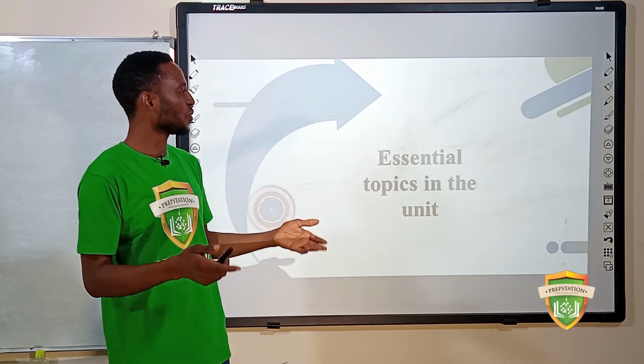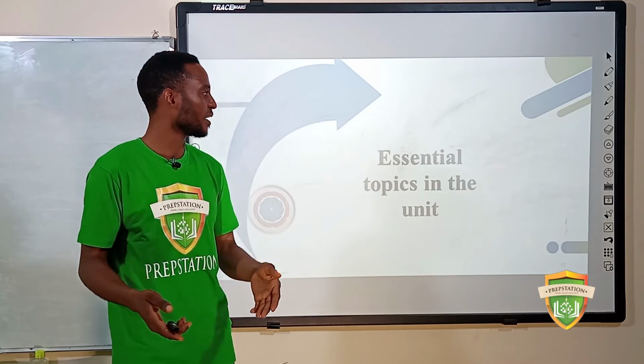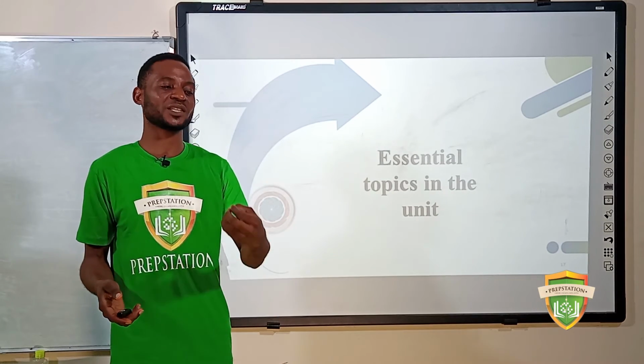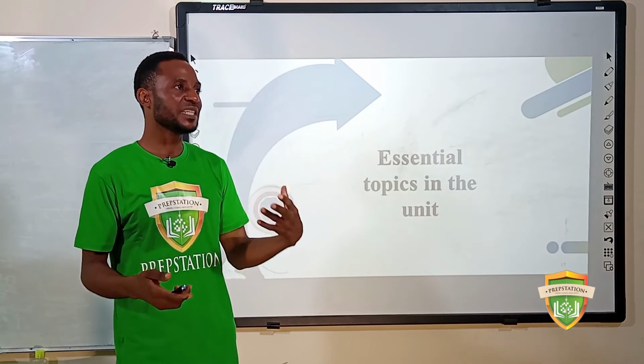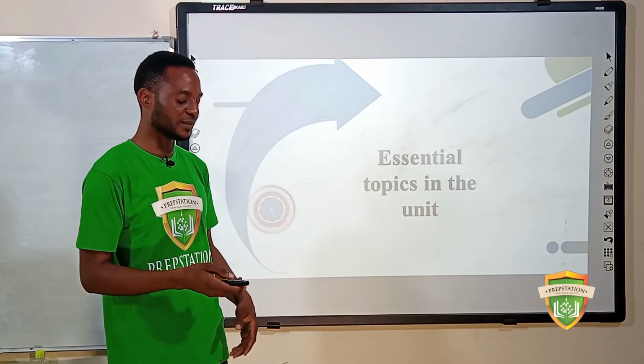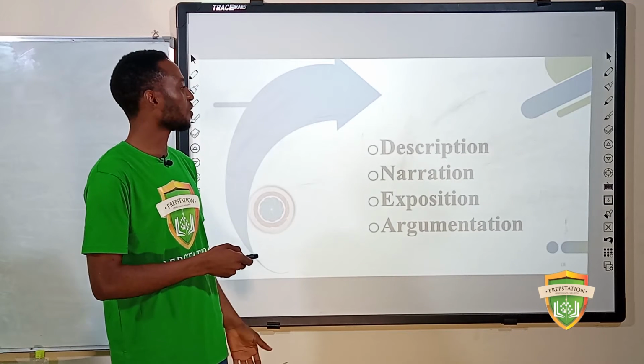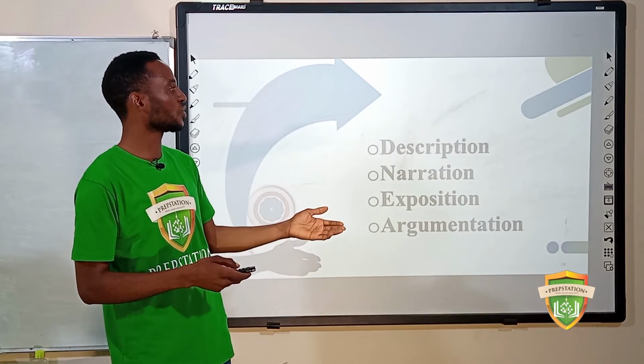So after looking at some of the basic things that are involved in section A, I want us to look at some of the topics that you need to really have an understanding of in order to do well in section A, comprehension and summary. So first of all, like I said, these ones are here.